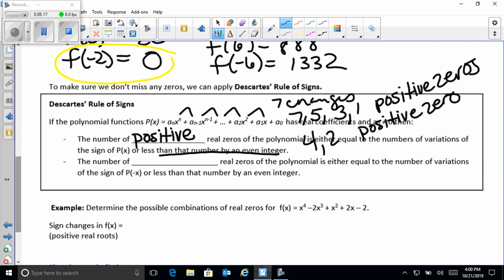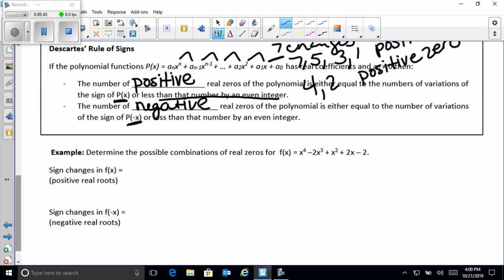Now, to find out how many negative roots, I plug in a negative x to my polynomial and then do the same thing and look for changes. So if I plug in a negative x and have 7 changes, then I would have 7, 5, 3, or 1 negative zeros. So if I'm just looking at the function itself, that would be my positives. If I plug in a negative and look at the changes, that would be my negatives.